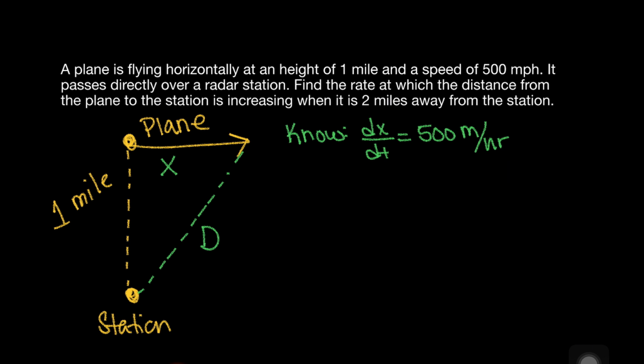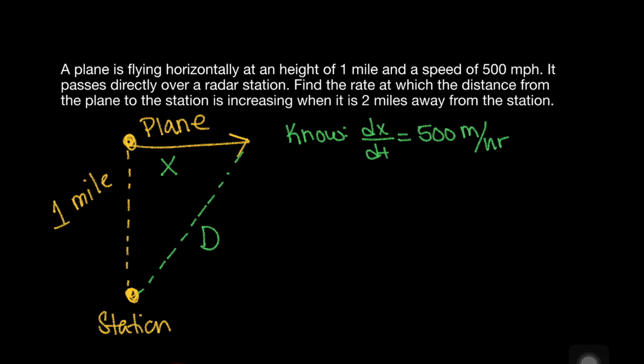Now there should be a derivative that I'm trying to find. And let's see right here, this word rate is a clue. Find the rate at which the distance from the plane to the station is increasing. So when the airplane is directly overhead of the station, that distance is 1 mile. But as that airplane travels to the right, that distance from the station is going to increase. And so I'm going to go ahead and call that distance d.